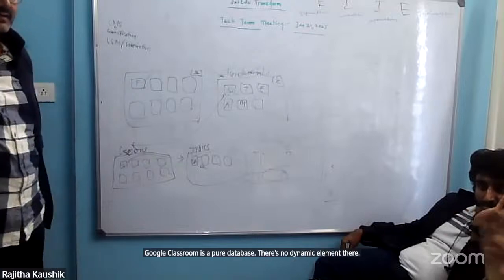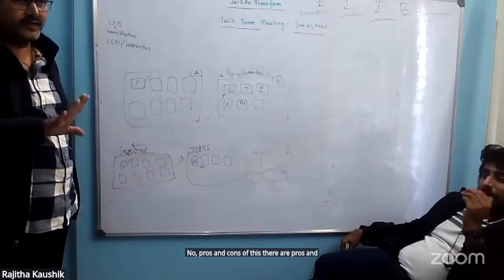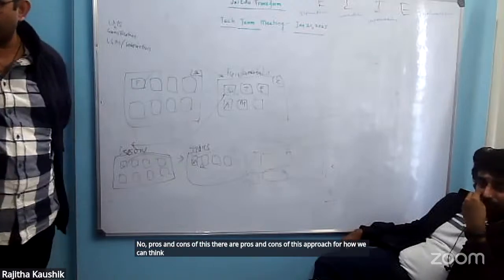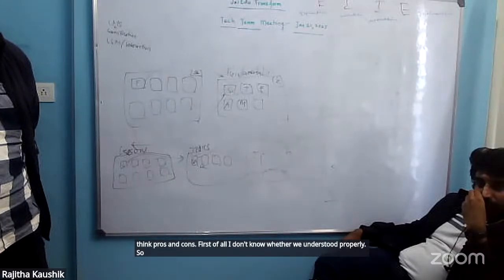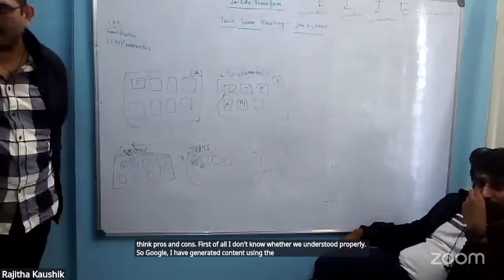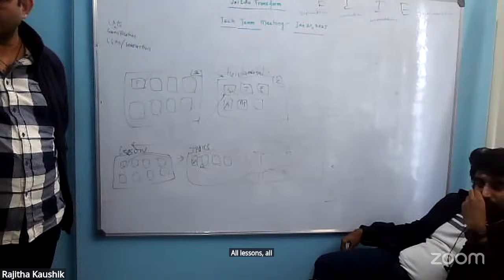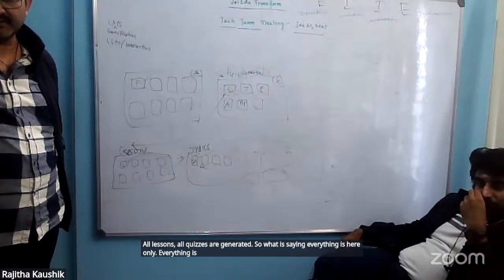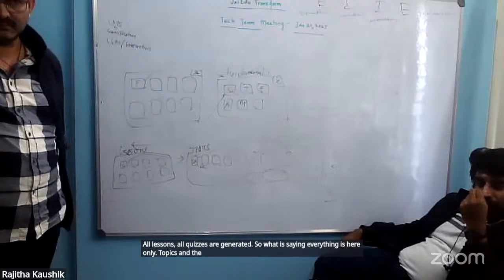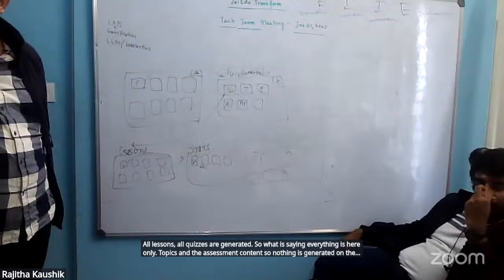There are pros and cons of this approach. How can we think about the pros and cons? First of all, I don't know whether you understood properly. I have generated content using the LLM. All lessons, all quizzes are generated, and everything is put here: topics and the assessment contents. Nothing is generated on the fly. Everything is static.